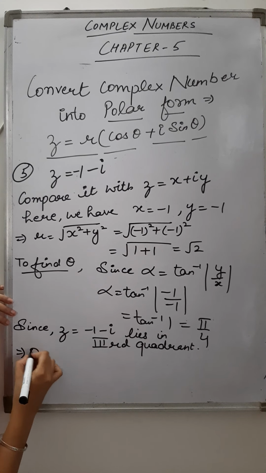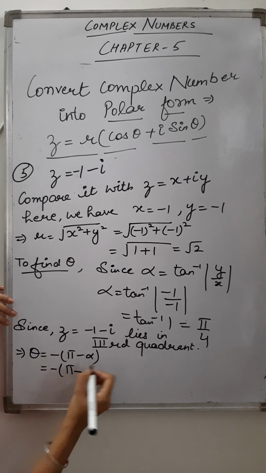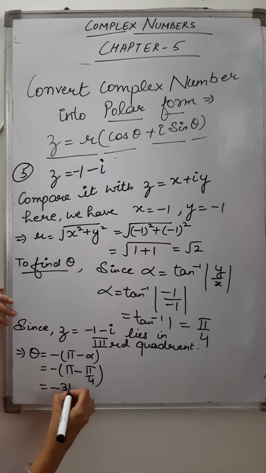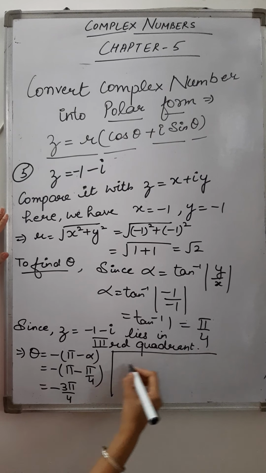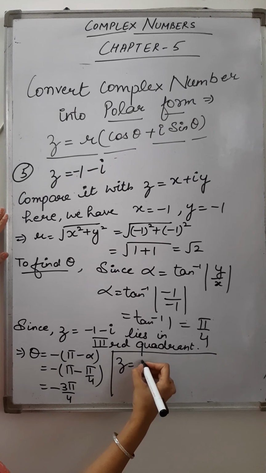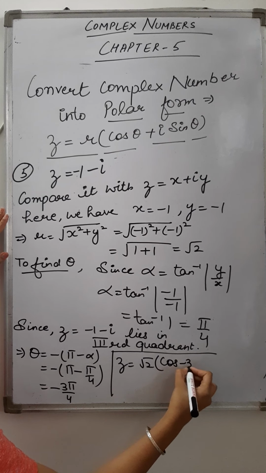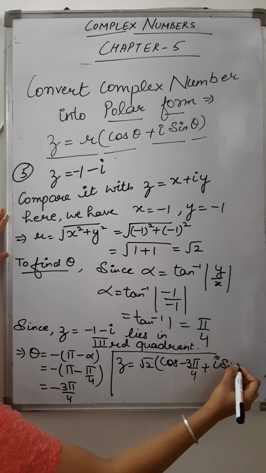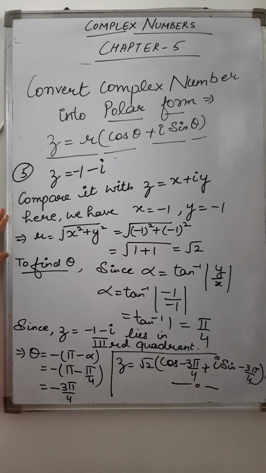So this implies theta is equals to minus pi plus alpha, minus as it is, pi as it is, and alpha is pi by 4. Taking LCM, minus 3 pi by 4 is your theta. So polar form is z is equals to r, r is under root 2, cos theta, theta is minus 3 pi by 4, plus iota sin minus 3 pi by 4. This is your answer. So now see the next question.